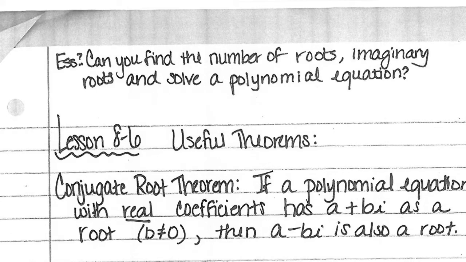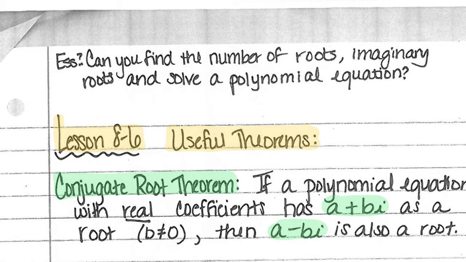All right, we're working on some useful theorems today, and we are in lesson 8.6. And the book was really creative by calling this useful theorems. One theorem that we need to know is the conjugate root theorem. It tells us if a polynomial equation with real coefficients has a plus bi as a root, then a minus bi is also a root, which we've seen a lot already.